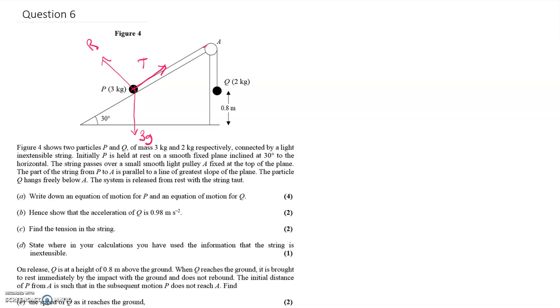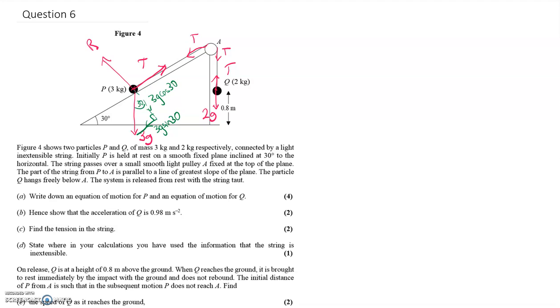Okay, there are also two tensional forces acting on the pulley, equal in size because it's a smooth pulley, and we have a tension up the string for Q and a weight of 2G. Okay, the only one that we need to resolve is the weight force. So we have 3G cos 30 here, and we have 3G sine 30 here.